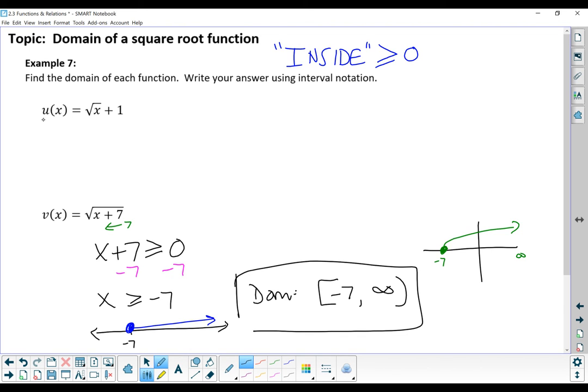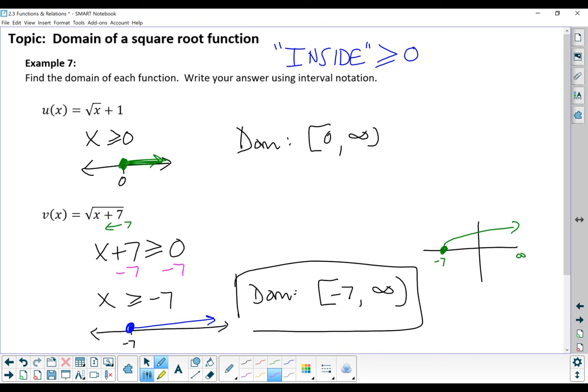For our second function up here, u of x equals the square root of x plus 1. Our inside is just an x, so we're going to set x greater than or equal to 0. Inside greater than or equal to 0. So there's nothing I really need to do to manipulate this equation. If you need to draw a number line to help you, you absolutely can. Greater than or equal to 0 looks like this. So if I'm writing the domain, it would be from 0 to infinity.